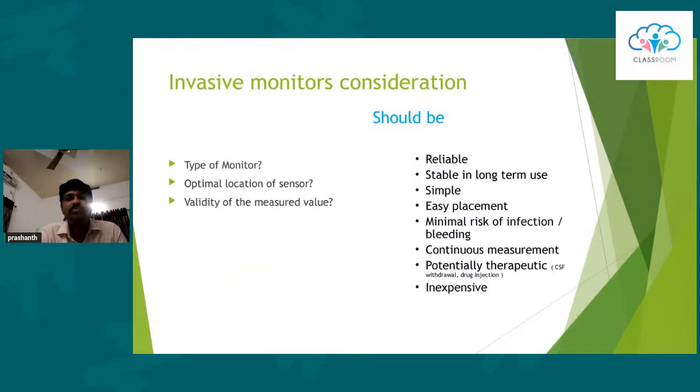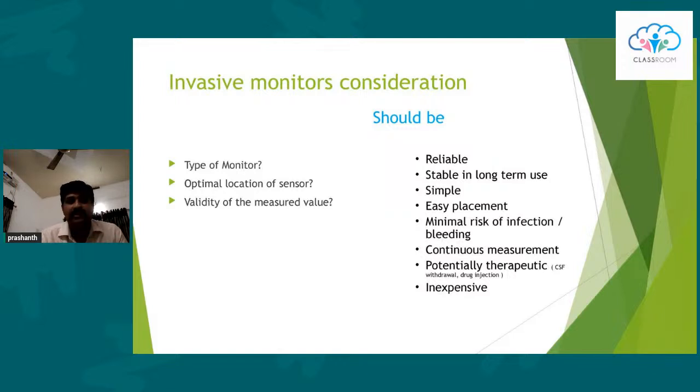So when you look at the invasive monitor, there are certain considerations. What type of monitor are we using, and where exactly should we place these sensors? Should it be in the dominant hemisphere, in the ventricle? If in the ventricle, which ventricle? And if it is a generalized or diffuse injury, then where exactly should this be placed? And the validity of the measured value.